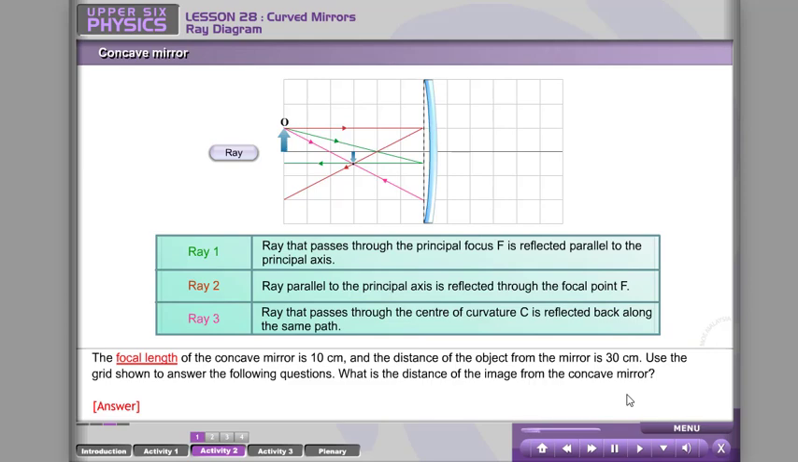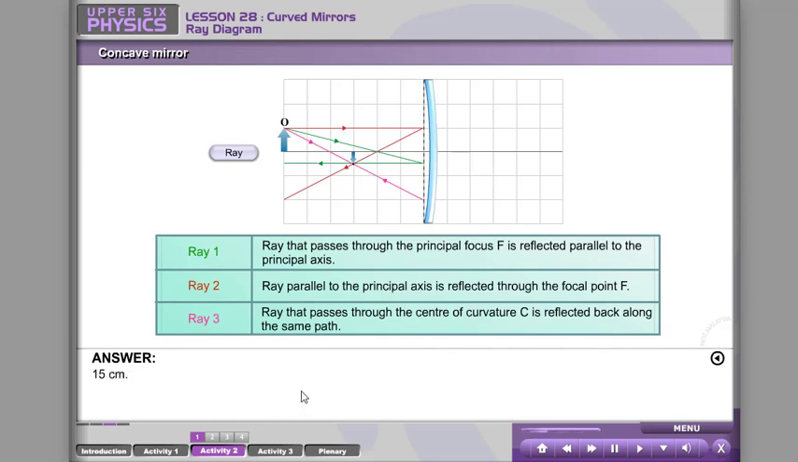The focal length of the concave mirror is 10 centimeters, and the distance of the object from the mirror is 30 centimeters. Use the grid shown to answer the following questions. What is the distance of the image from the concave mirror? Answer: 15 centimeters.